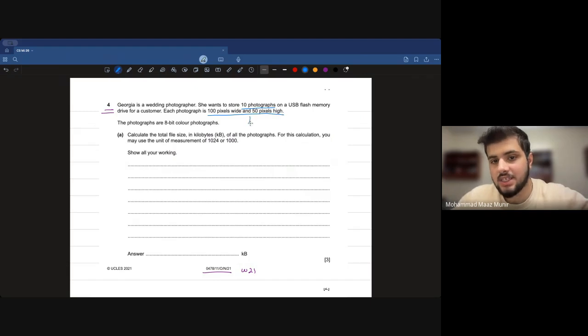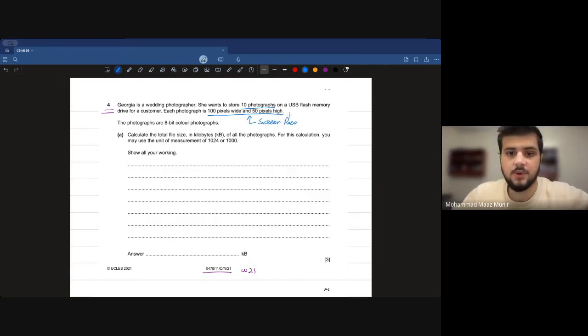Now what's this? This is basically my screen resolution. So I got my screen resolution up here. Makes sense, perfect. Then it says that the photographs are 8-bit color photographs. This gives me my color depth in terms of what? It's bits. Now this is very important. I hope I get that question.